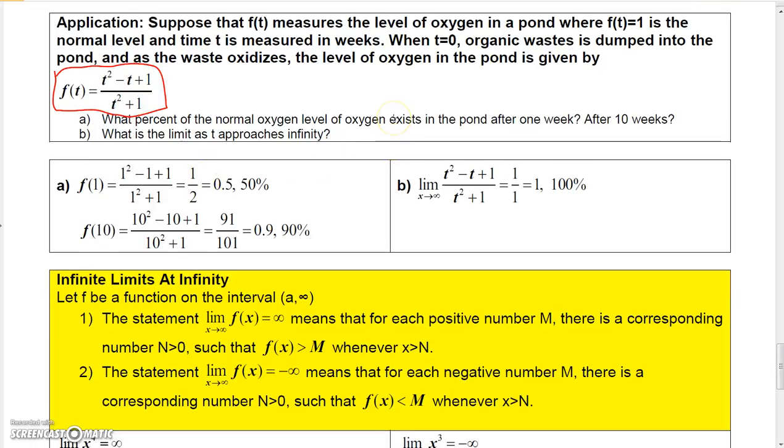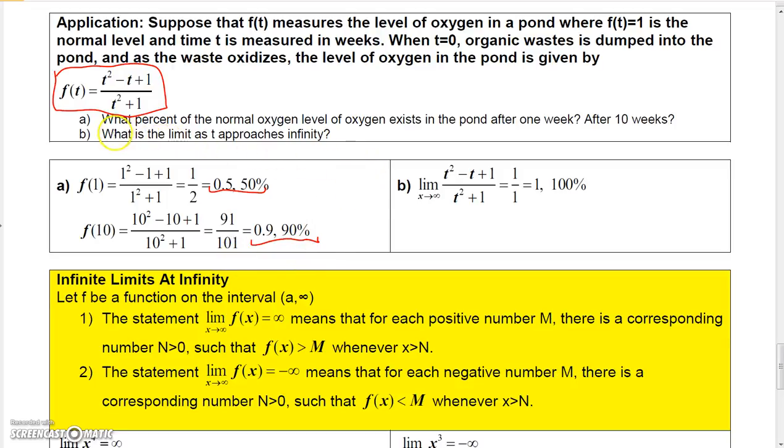So to find the oxygen level at 1 week, just plug 1 in for t, and you get 1 squared minus 1 plus 1 over 1 squared plus 1, which is 1/2, or 50%. So after 1 week, the oxygen level is at 50% of normal. But if you plug in 10, the oxygen level goes up to a little more than 90%, because you get 91 over 101, which is about 90%.